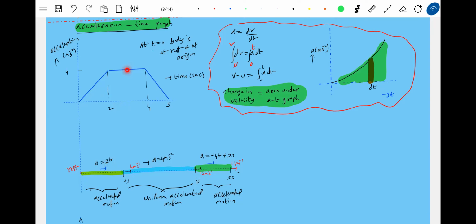Then afterwards, uniformly accelerated motion. So acceleration remains constant for the next 2 to 4 seconds. Then look at this, having a negative slope. What is the slope of this? It will be -4. And the intercept will be +20. If you extend this line, it will intersect the y-axis at +20. Agreed. That's the basic condition.